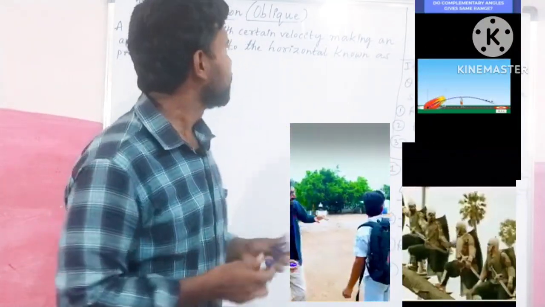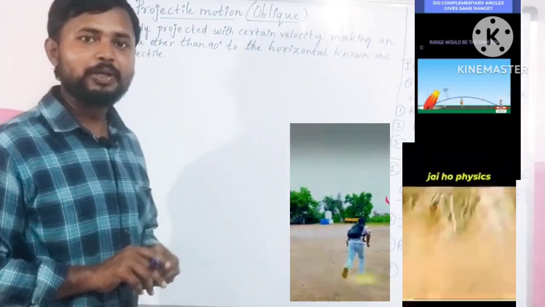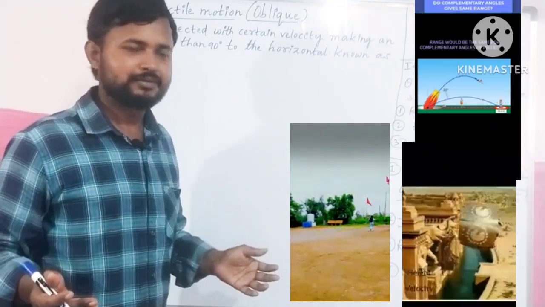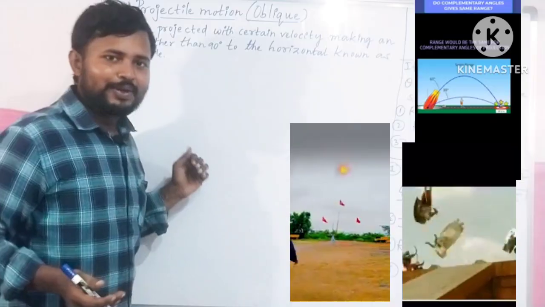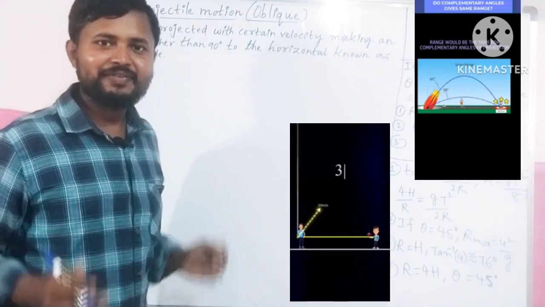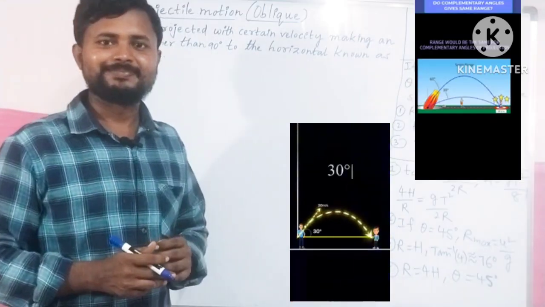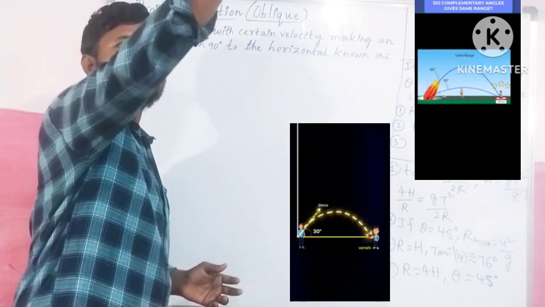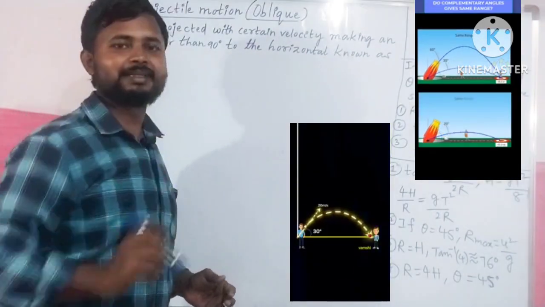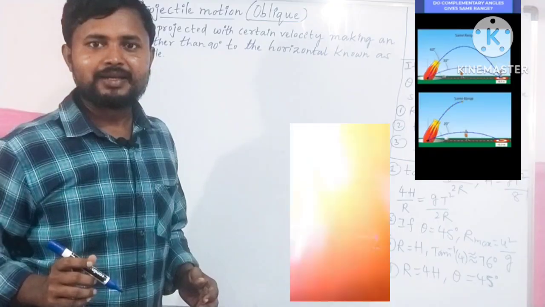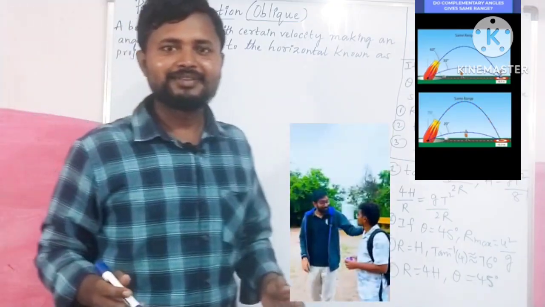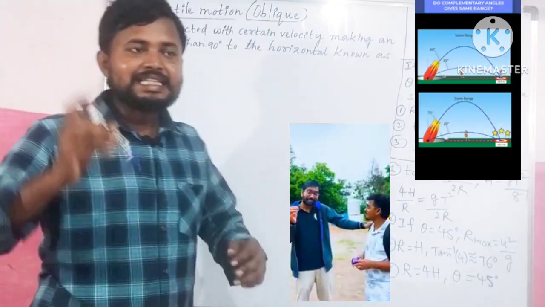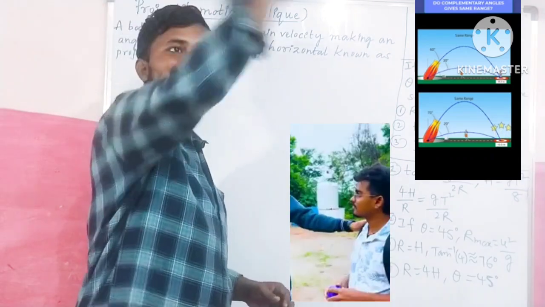Explain about projectile motion, oblique projectile motion. In everyday life, we will see projectile motion. For example, a ball thrown by a cricketer, a fielder in cricket. When a batsman hits a ball, the fielder throws the ball in this direction.